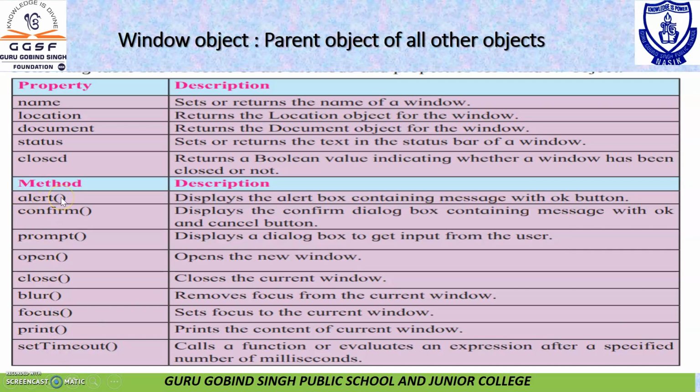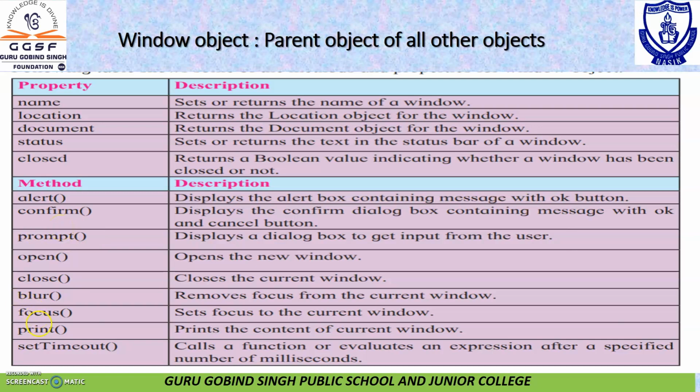The alert method will give you a dialog box with an OK button only. Confirm is the same as alert, but it gives two buttons on the message box, OK and Cancel. Then prompt will display a dialog box to get input from the user. Suppose we have to tell the user whether he or she is eligible for getting a vehicle license or not. So we want input as age, where the user will enter the age on that web page.